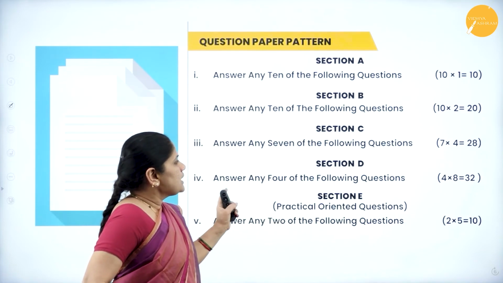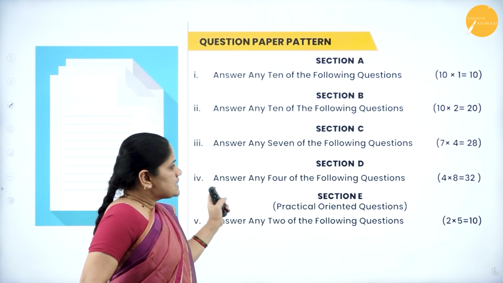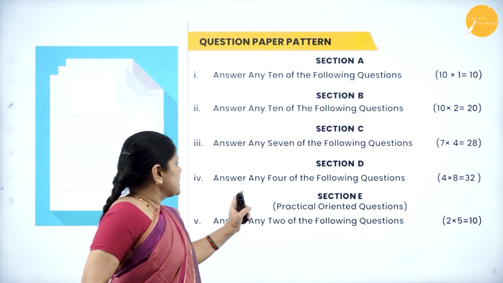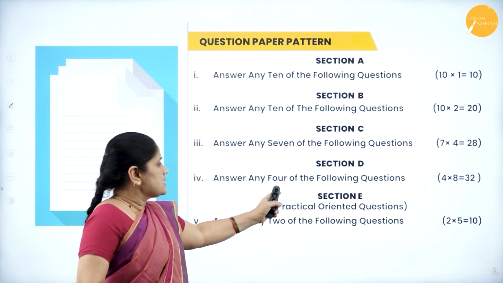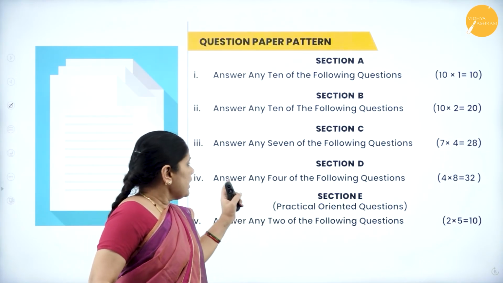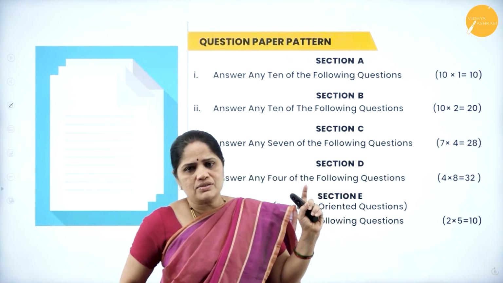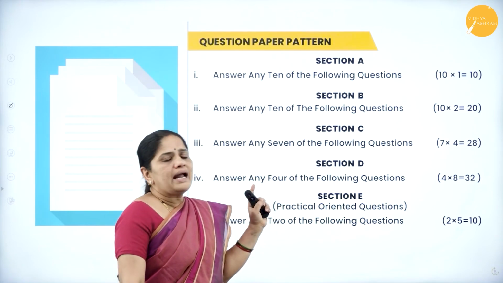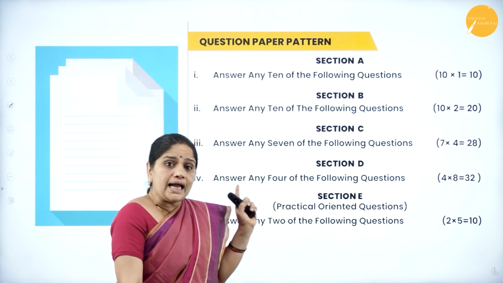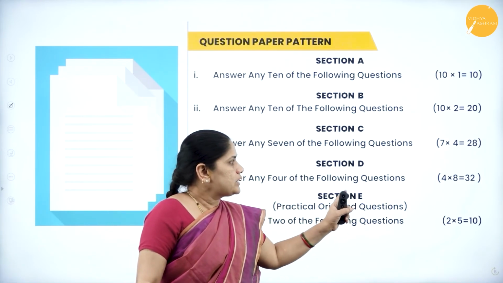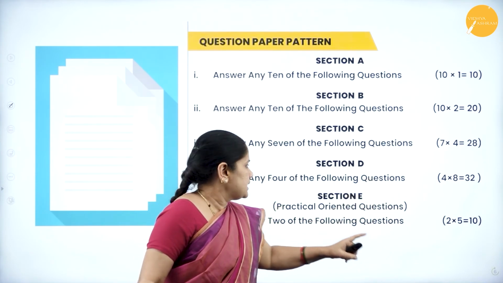Next, section D: you will be given 6 questions, and out of the 6 you will have to answer any 4 of the following. Each question will carry 8 marks. So, 4 into 8 comes up to 32.